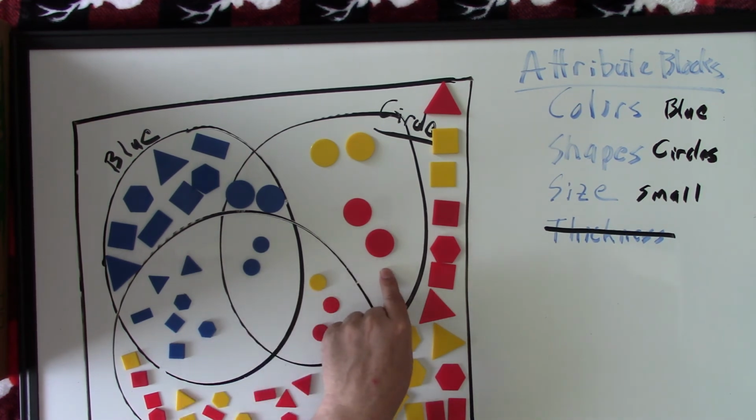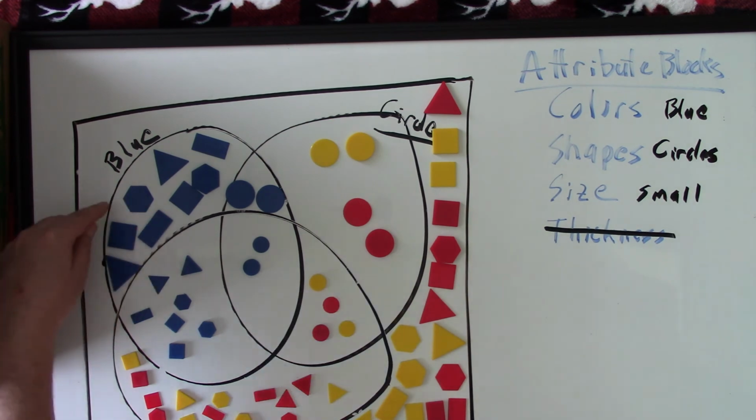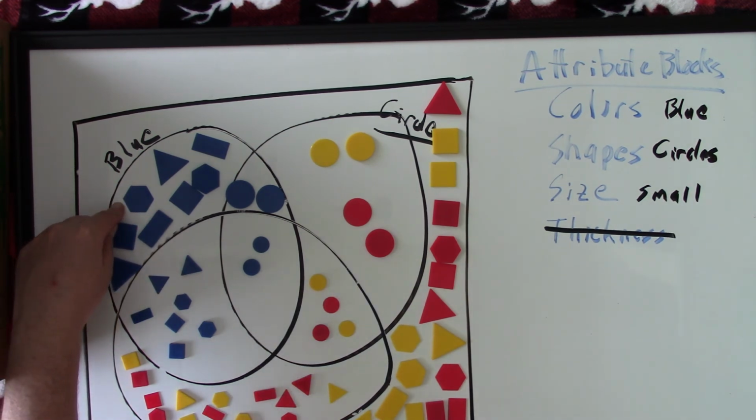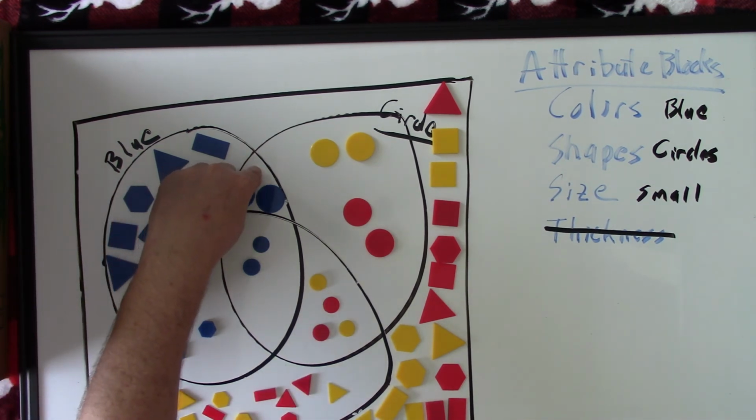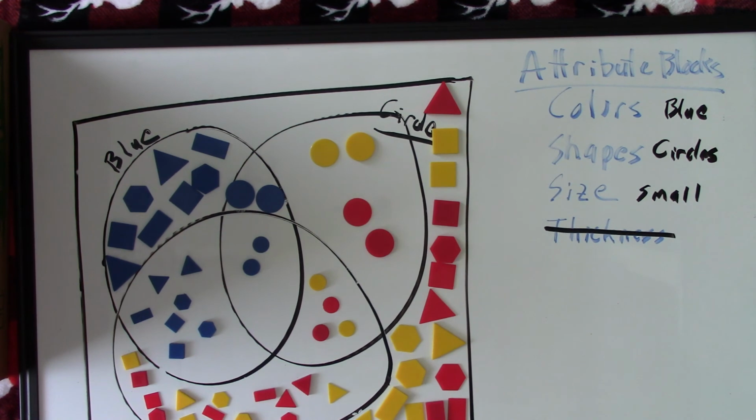This is circles that aren't small. These are shapes that are blue, not small, and not circles. And these are my circles that are blue but not small.